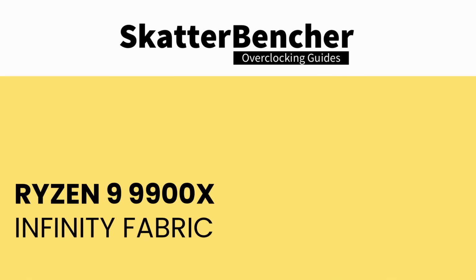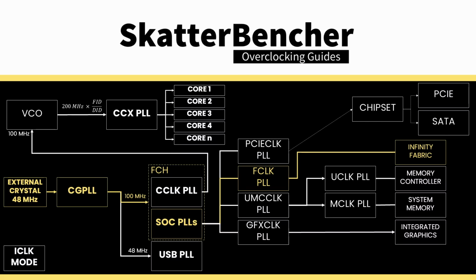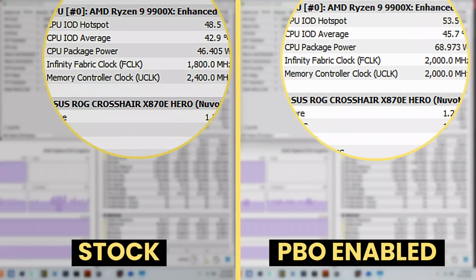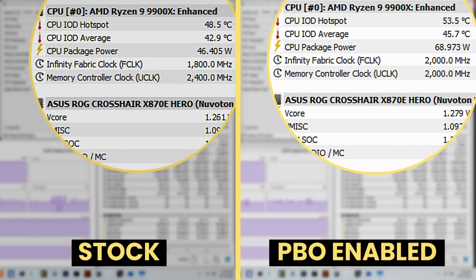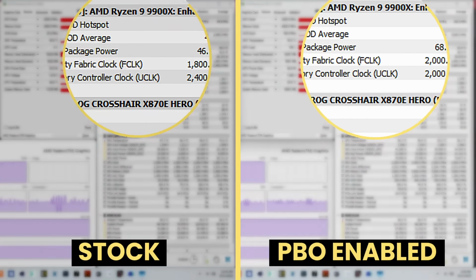The fabric frequency, or F-clock, is generated by the SoC PLL, derived from a 100 MHz reference clock input. The reference clock is multiplied by the F-clock ratio, which you can configure in the BIOS. The standard operating frequency of the Infinity Fabric is 1800 MHz, but on many motherboards you'll find it runs at 2 GHz when Precision Boost Overdrive is enabled.